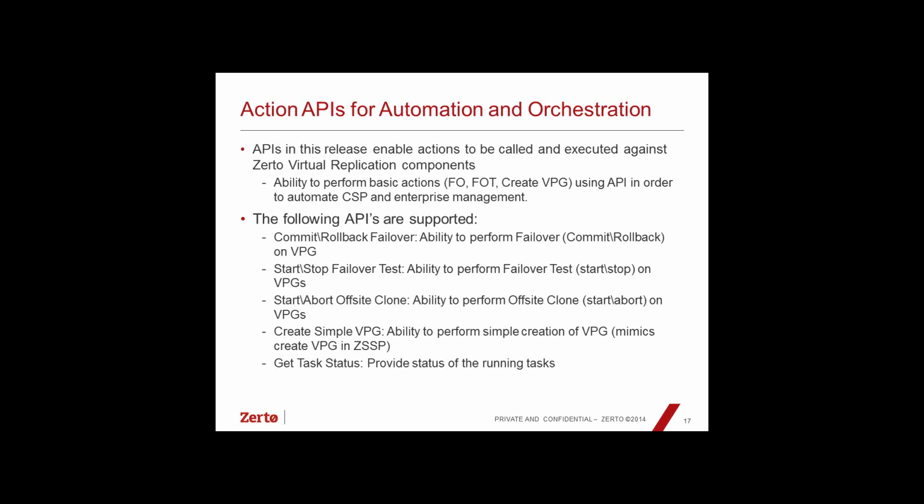And then actionable APIs for automation and orchestration. Basically, we provide the ability to do things like failover, rollback, stop test, create a VPG, and things like that, all through APIs. Our first APIs were for monitoring, reporting, and things like that, and a little bit on the actions. Well, with this release, you're able to execute many, many more actions within the Zerto Virtual Replication family.